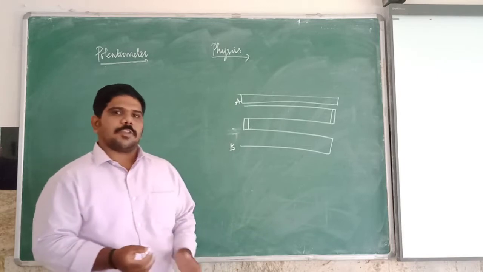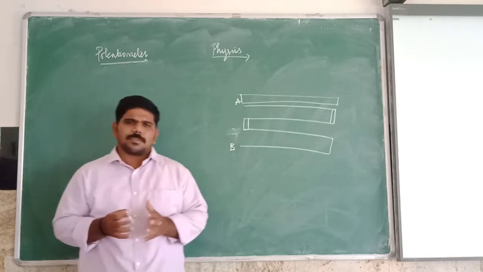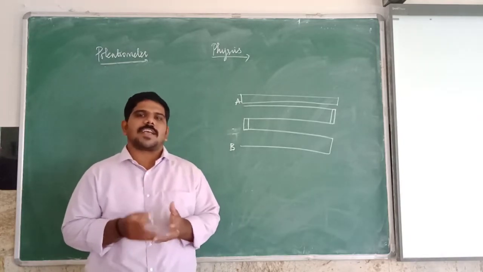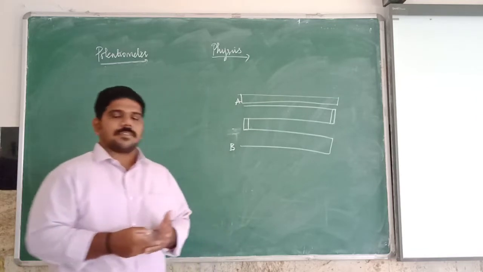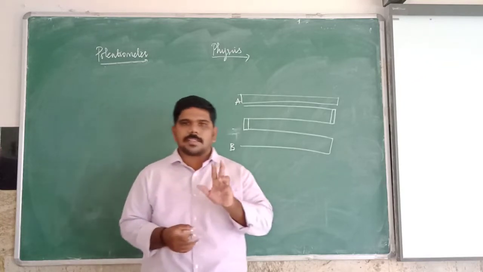Clear? So what is the potentiometer? You have to say only one point. The potentiometer is an instrument which is used to measure potential difference, current and resistance. So from today's session, we are going to learn three important questions.